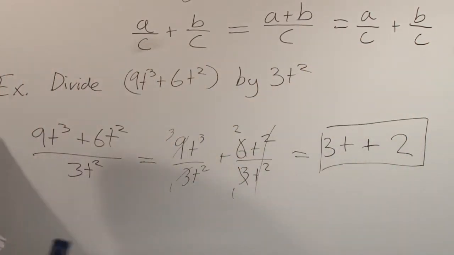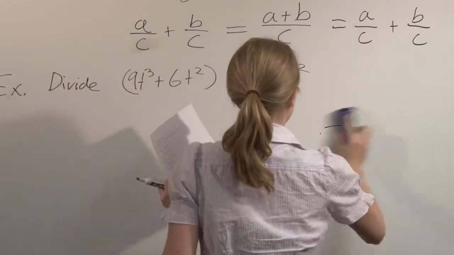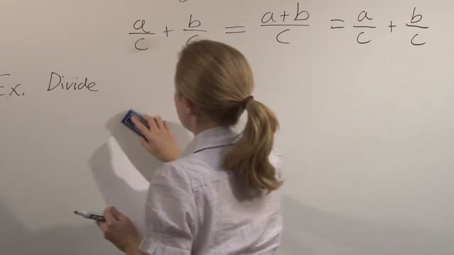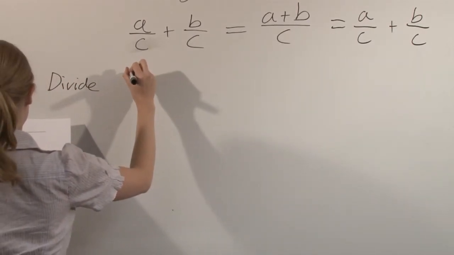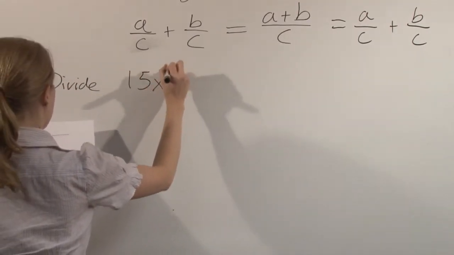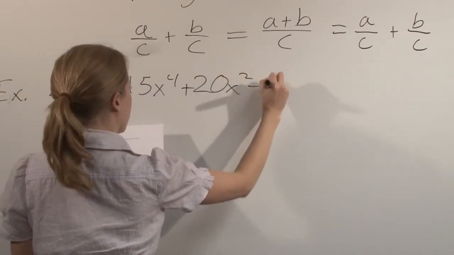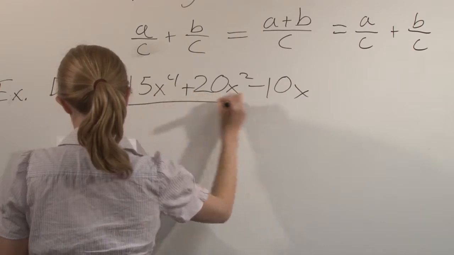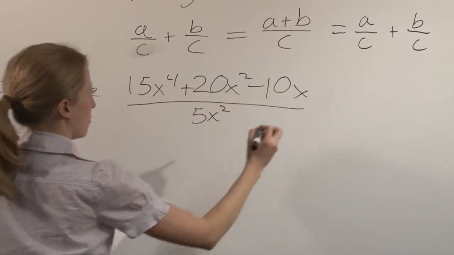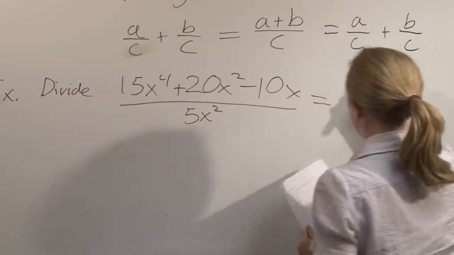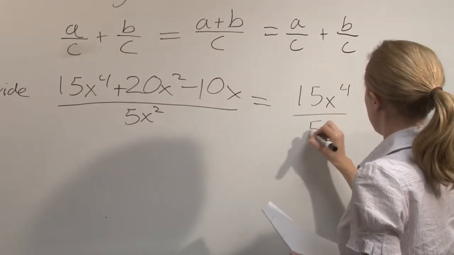This works for any problem where you're dividing by a monomial. So the only thing that you have to keep in mind is keeping track of your exponents. So if we have 15x to the 4th plus 20x squared minus 10x over 5x squared, I'm going to break it down into 3 fractions because there are 3 terms in the numerator.